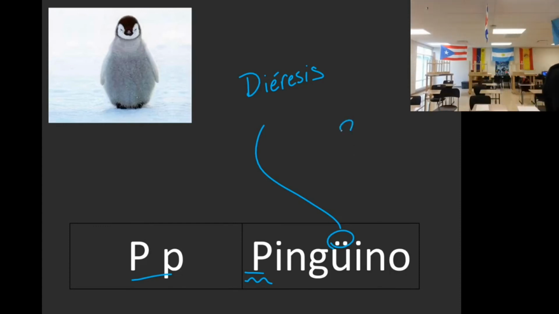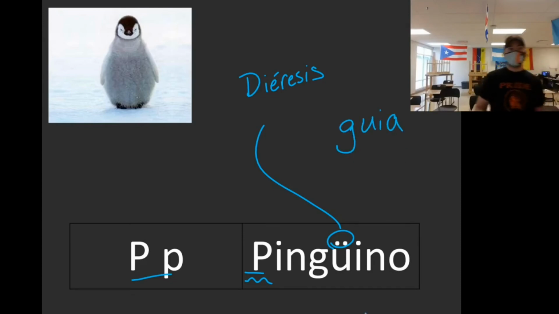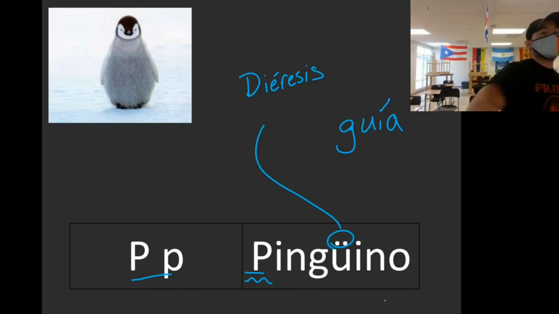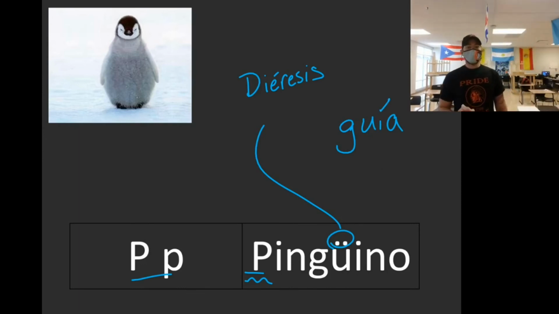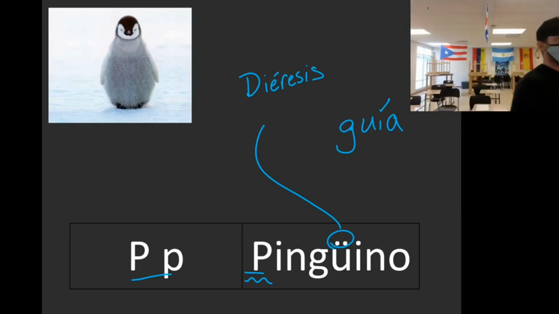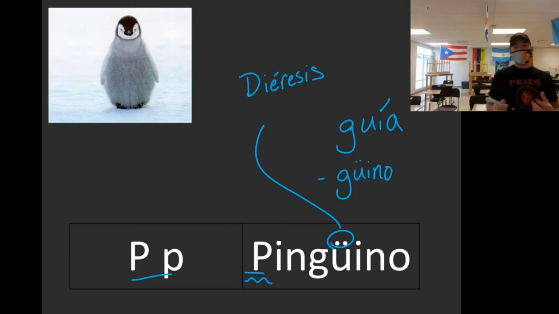Because guys, that right there says guía. Now it says guía, and it means guide in Spanish. But the end of this word with that double dot over the U, the diéresis, is going to say pingüino. So everyone repitan. Guía and pingüino. Or I guess just guía, guino. Alright, so that's a diéresis.